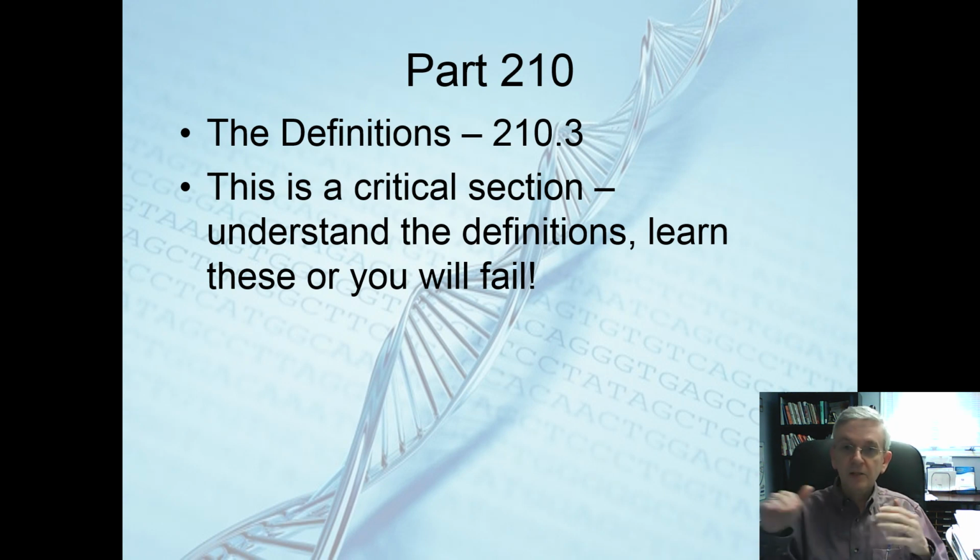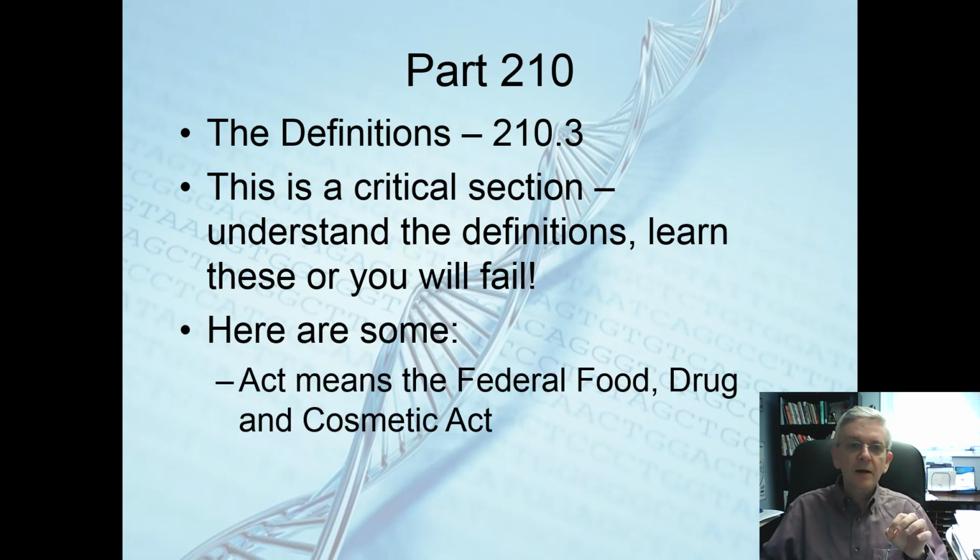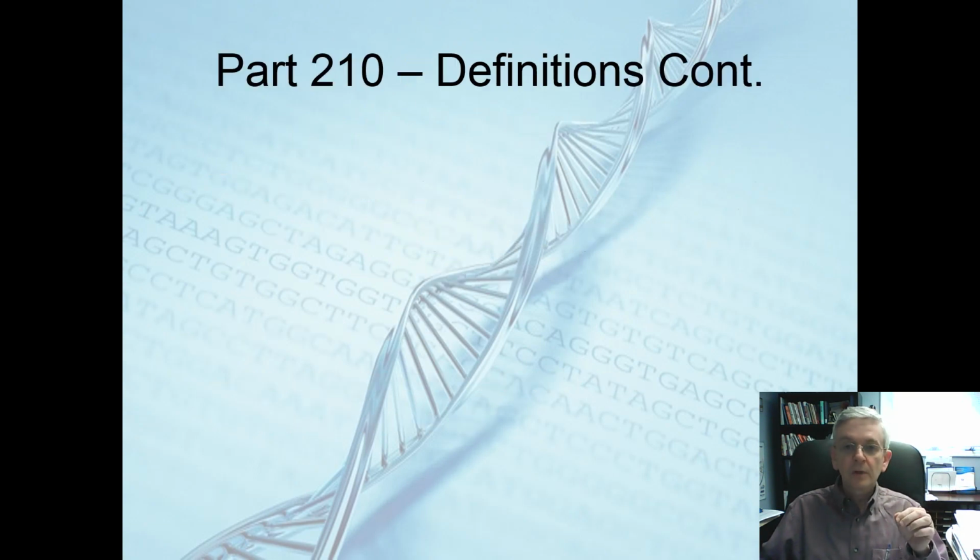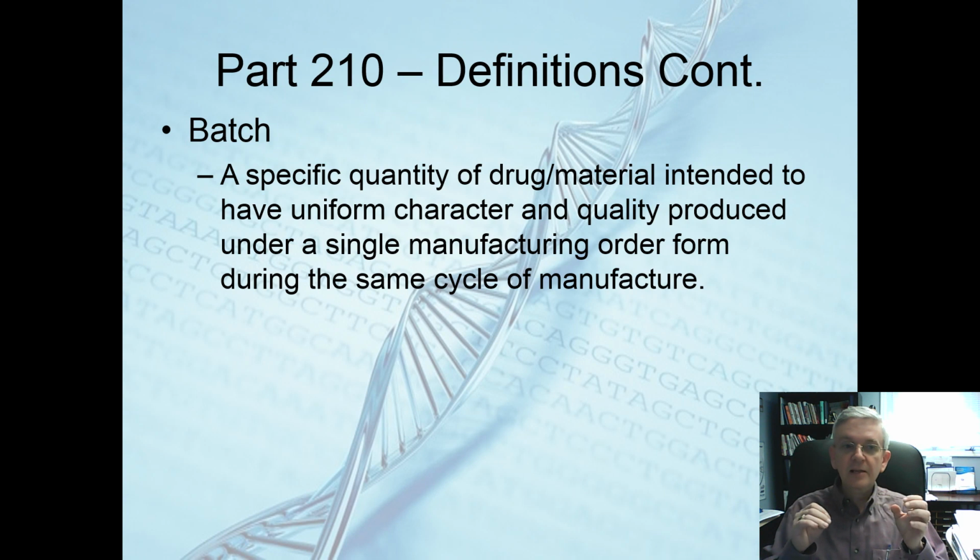Without a formal lexicon, without formal knowledge of what you're dealing with and how we're speaking, it becomes problematic. So it's critically important that you get down some of the definitions here. Act in the GMPs means the Federal Food, Drug, and Cosmetic Act. So if you see act in there, that's what it means. This is federal. A batch indicates a specific quantity of that material intended to have uniform character and quality. So you make a batch, it's uniform, correct? And it's a single manufacturing order in some type of cycle. That's what that stands for.